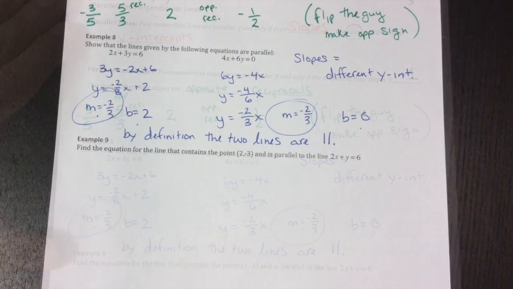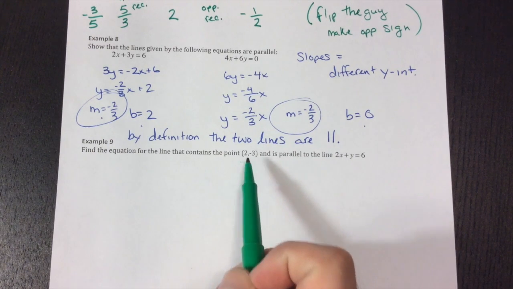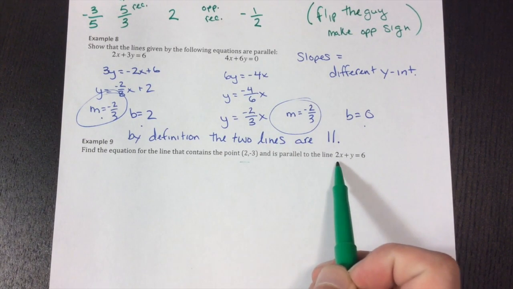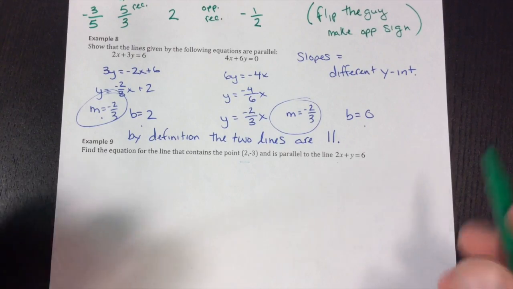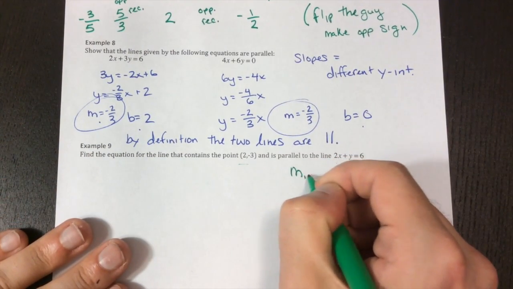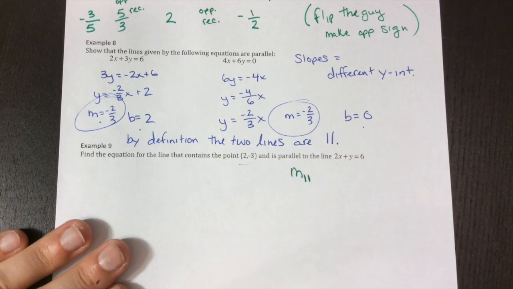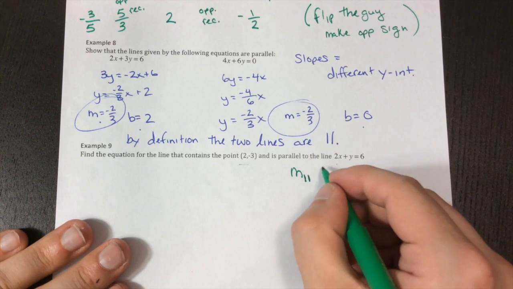So let's try the next one. All right, so for example 9, we're going to find the equation of a line that contains the point and is parallel to the line 2x plus y equals 6. So first, I want to know what the slope of the parallel line is. If we remember our symbols, these two lines mean parallel.